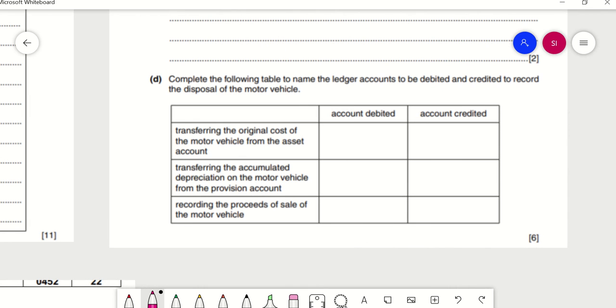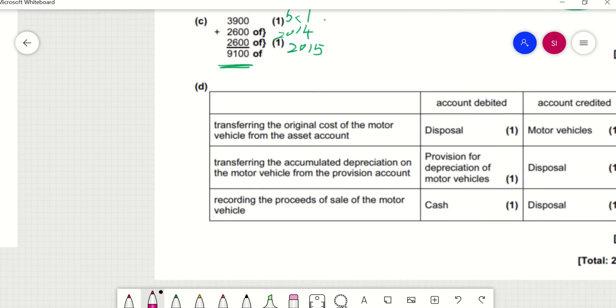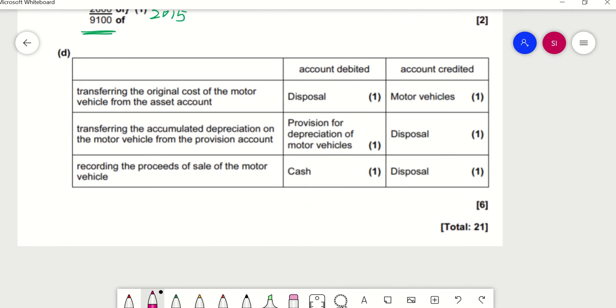Last one, complete the table to name the ledger accounts to be debited and credited to record the disposal. Very easy. I taught you all the double entries. To transfer original cost, disposal debit, motor vehicle credit. To transfer accumulated depreciation, provision for depreciation debit, disposal credit. Recording the proceeds of sale of motor vehicle, cash or bank debit, disposal credit.